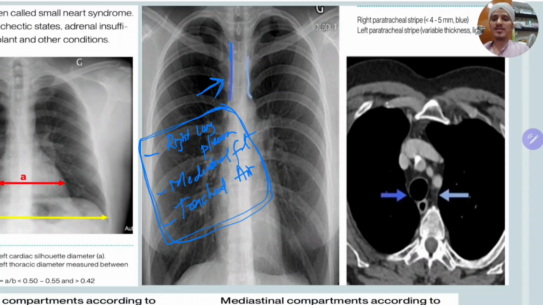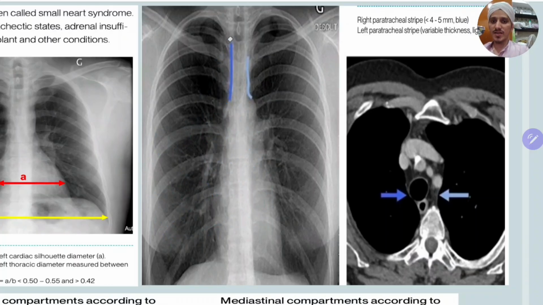So what is the importance? When there is a mass or something like that, this will be enlarged. It will not be straight. It will be something like this. So when the right tracheal stripe is enlarged, you should suspect any mass or node, and you can order a CT scan for confirmation.